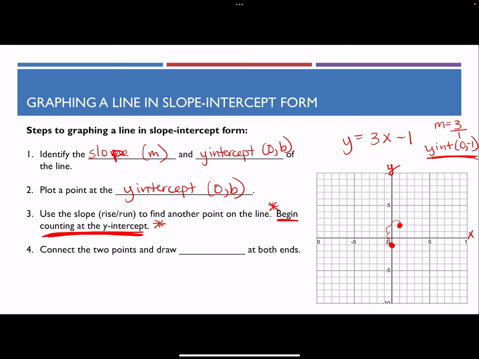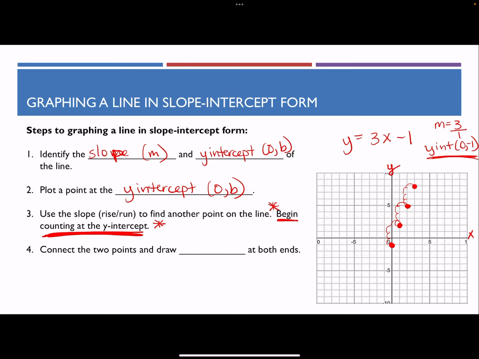So I'm on step 3, use the slope, rise over run to find another point on the line. Notice I began counting at my first dot, that y-intercept. Well, look, I can keep going up 1, 2, 3, and then over another 1 to the right. And if I keep going up 3 and over 1, these points are all going to be in a line.